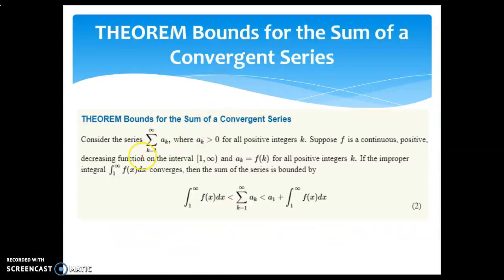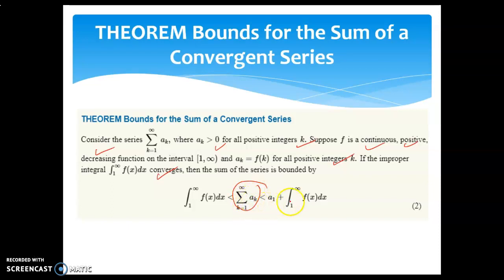So this is a theorem. If we consider a_k, where a_k is greater than 0 for all positive integers k, suppose that f is a continuous, positive, and decreasing function on the interval 1 to infinity, so a_k is equal to f of k for all positive integers k. If the improper integral from 1 to positive infinity of f of x dx converges, then the sum of the series is bounded.